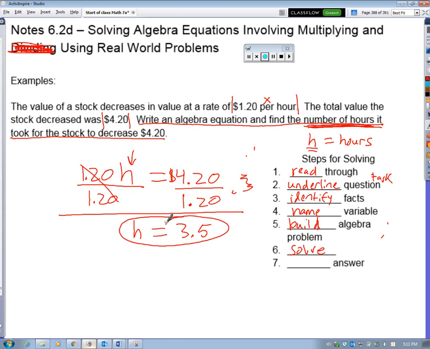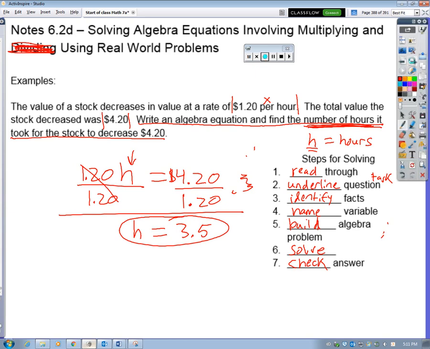And you can check this answer by putting it in the place of H in the original problem. Take $1.20 times 3.5 and see if you get $4.20. That will be your check for the answer. Alright? Good, we got that one done. Let's move on to another example.